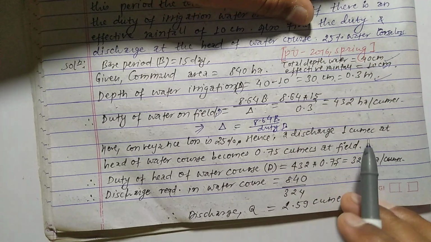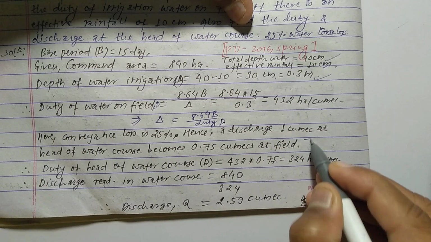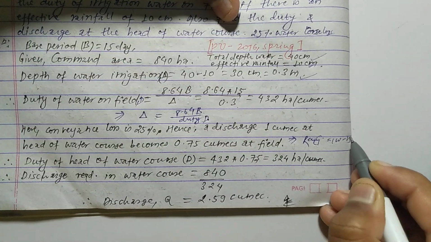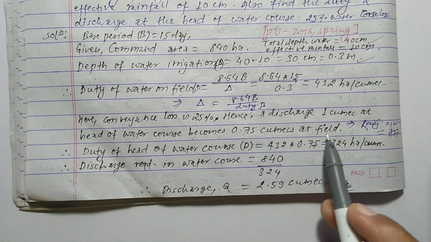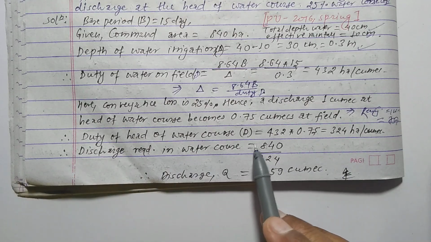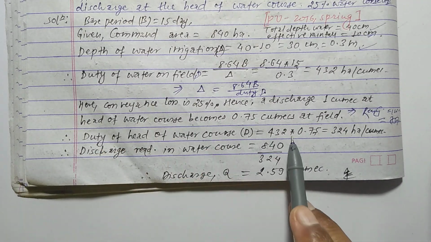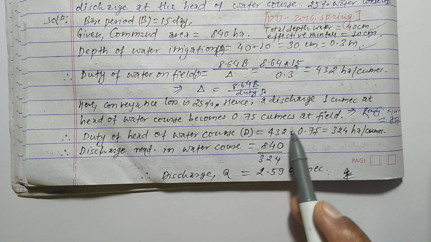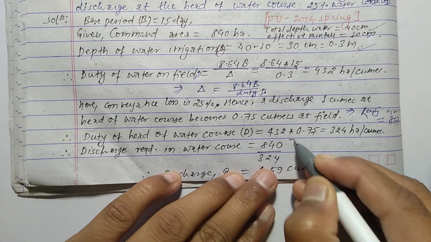It is already described in the previous numerical. Whenever the loss is 25%, then the remaining is equal to 100 minus 25 equal to 75%. It means 0.75, okay, of cumec at field. So we can calculate duty at head of a water course, that is capital D equal to, we have to multiply this duty of water with the remaining water percentage. Okay, so 432 we have as duty of water, you can write like this.